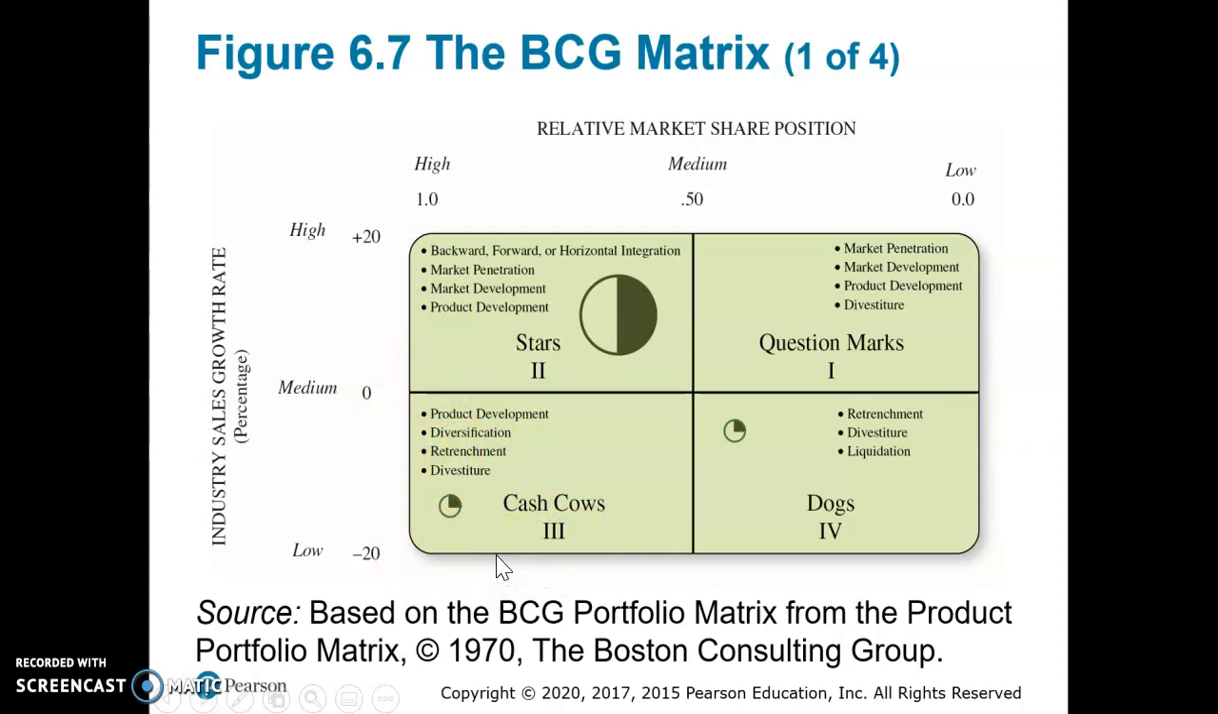They make you money, all right? So you just continue to make money off of them. Question marks are hard because question marks have a relatively low market share, but a relatively high sales growth. So there's a lot of potential there.